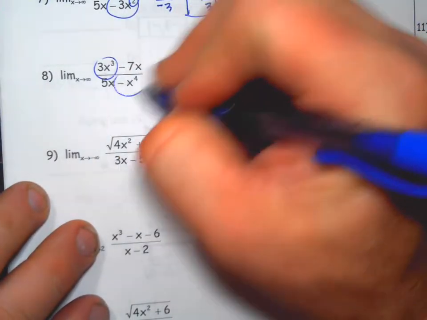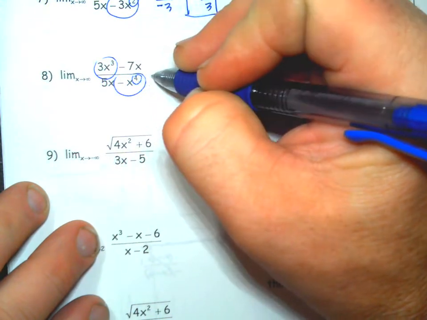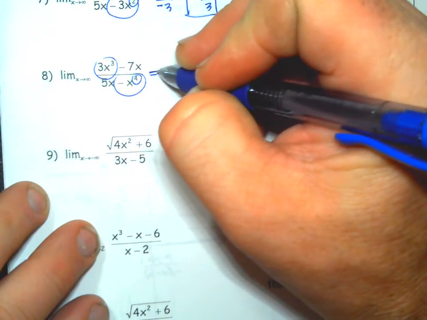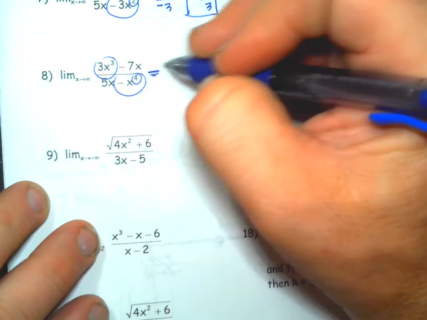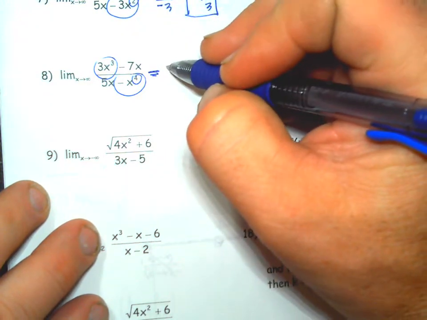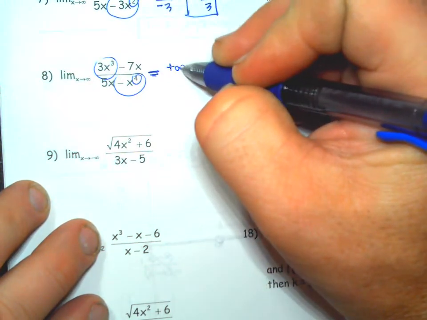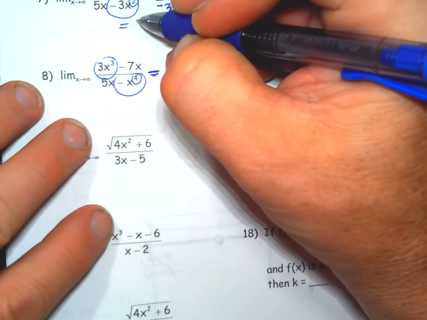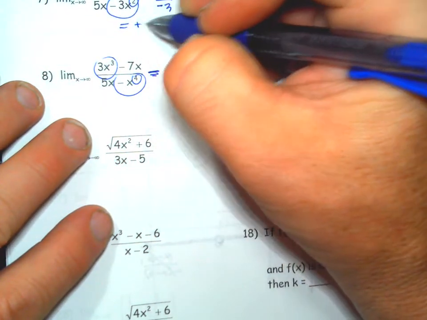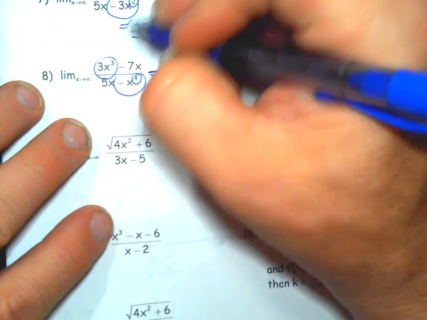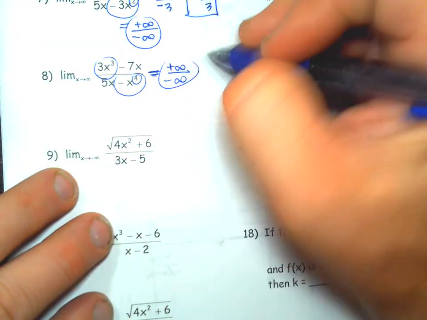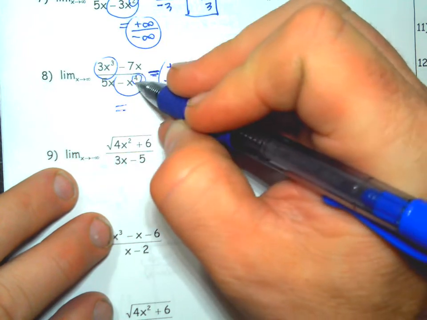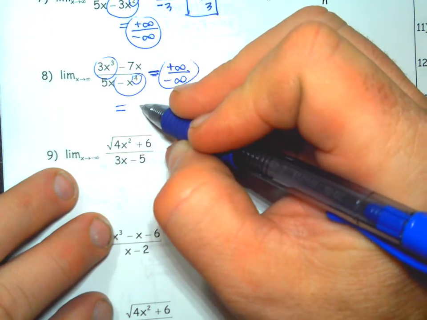Same thing here, dominant terms. This one's bigger, and it's positive or negative. So I mean, it's going to positive infinity over negative infinity, so it's going to be a negative answer. We're not going to do L'Hopital's rule, though. We're looking at dominant terms. This one's getting way bigger than that one, so it's going to 0.